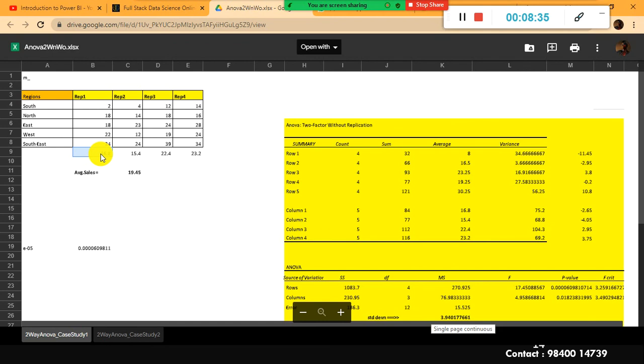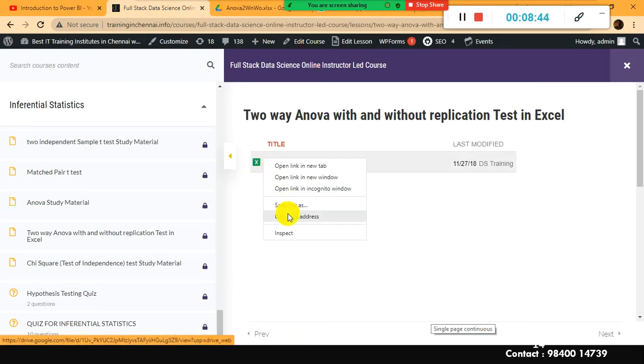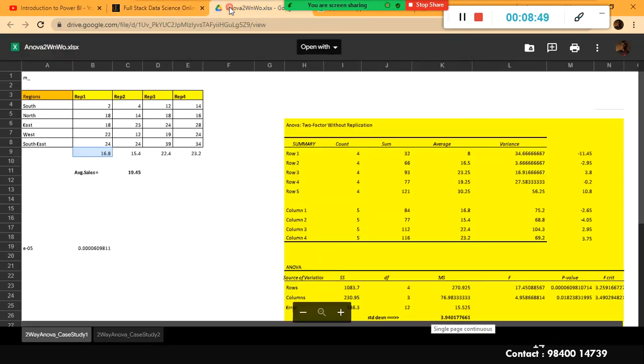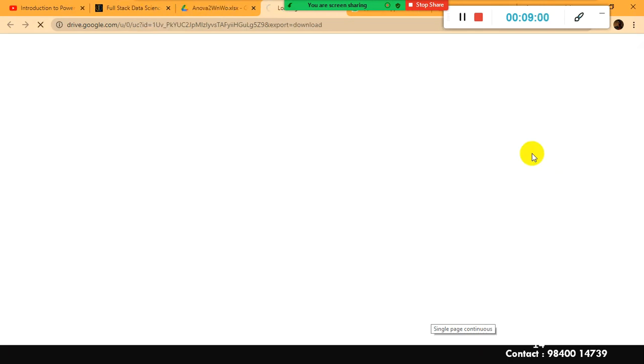Here what we are doing is, let me see if I can download this one. If I download it, it is not possible to download. Here I cannot see the formulas. One second, let me download it. Yeah, good.